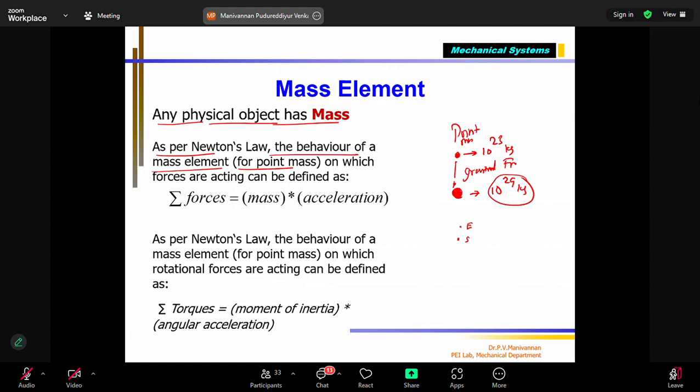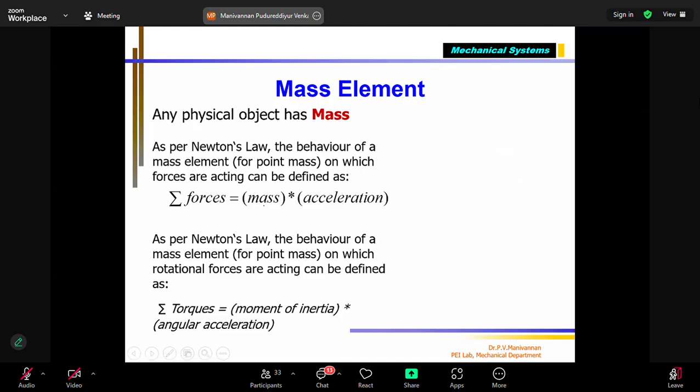Instead of saying point mass, consider it like this for all the calculation. When I do that, okay, point mass is this one. We know that the summation of forces acting on a mass element is F equal to mass, whose general unit is kg, multiplied by acceleration. So this is F equal to ma, where m is the mass of the object, a is the acceleration, and F is the force acting on it.